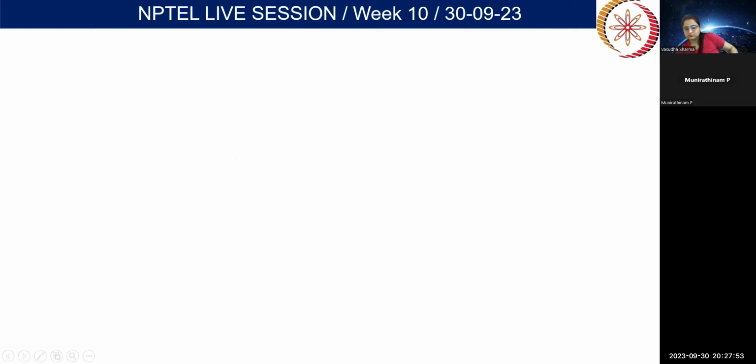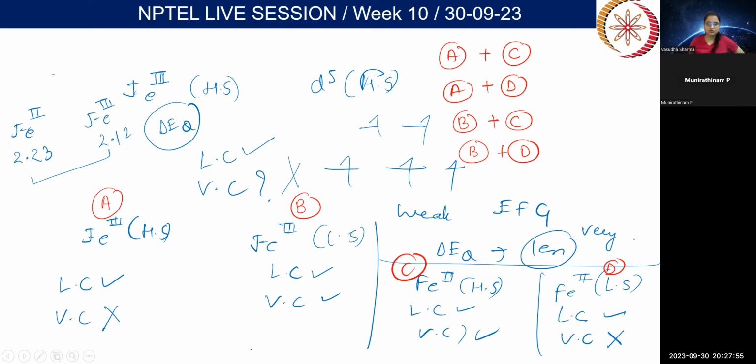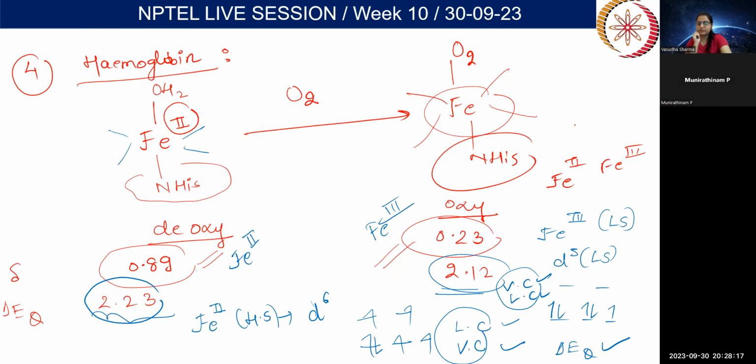B plus C, ma'am. Okay, so B is iron 3 low spin and C is iron 2 high spin. So you understood, right? How we are giving these values and how we get to know which combination is there when we are looking at the spectrum. So just looking at the spectrum, you can get to know about their oxidation state, whether they are high spin and low spin. So this is the case for the hemoglobin.